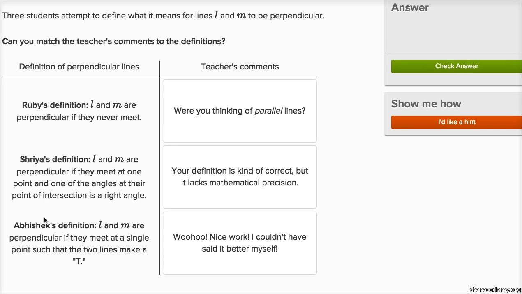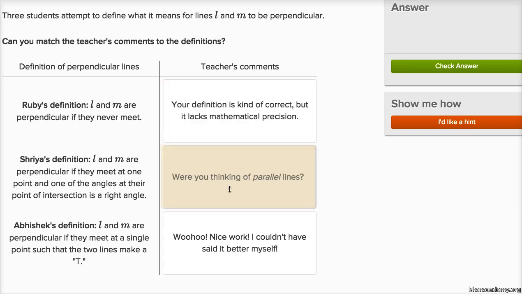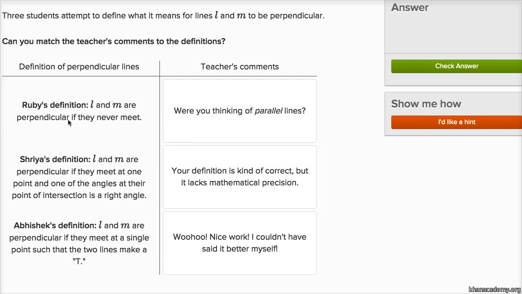All right, so it looks like 3 different students attempt definitions of what it means to be perpendicular, and then there's these teacher's comments that we can move around. So we're going to, I guess, pretend that we're the teacher. So Ruby's definition: lines L and M are perpendicular if they never meet. Well, that's not true. In fact, perpendicular lines, for sure, will intersect. They intersect at right angles. So that is not going to be correct.